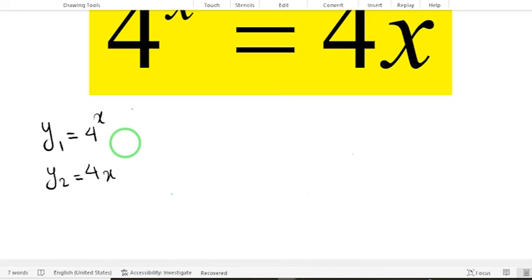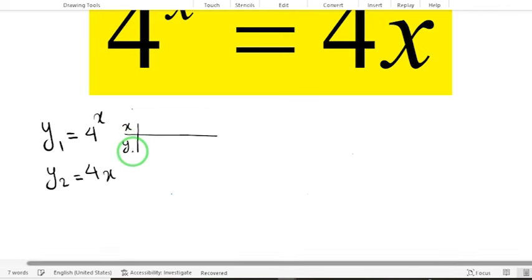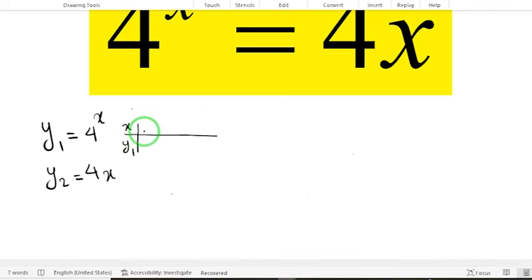To solve this type of equation, first we draw the graph of both functions. Here we give optional values for x and calculate y. Here is, for example, y1. If in the first function x is, for example, 0, 4 to the power of 0 is 1.